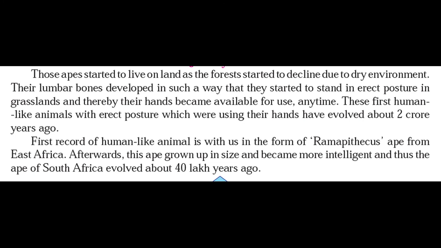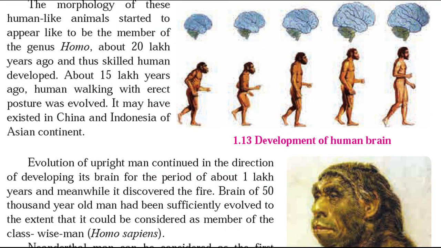First record of a human-like animal is with us in the form of Ramapithecus ape from East Africa. After that, this ape grew in size and became more intelligent, and thus the ape of South Africa evolved about 4 million years ago, that is 40 lakh years, 4 million years. The morphology of these human-like animals started to appear like a member of genus Homo, and that was about 2 million years ago.